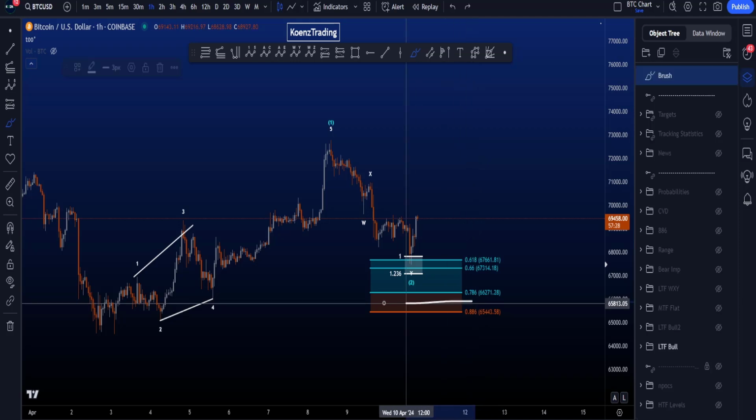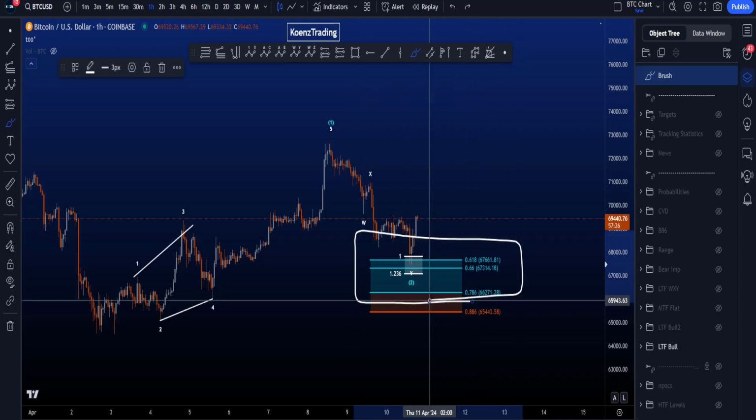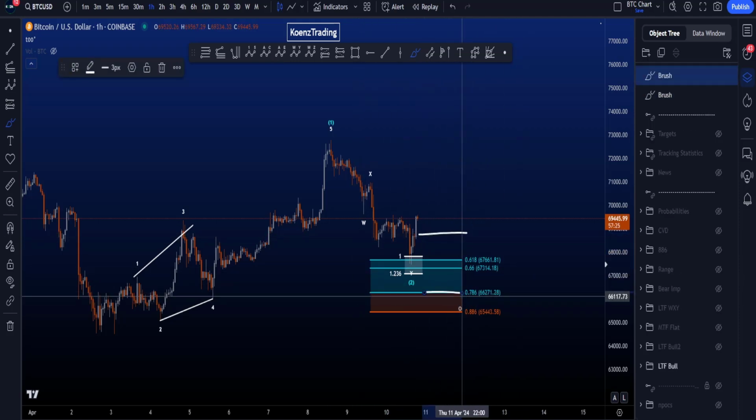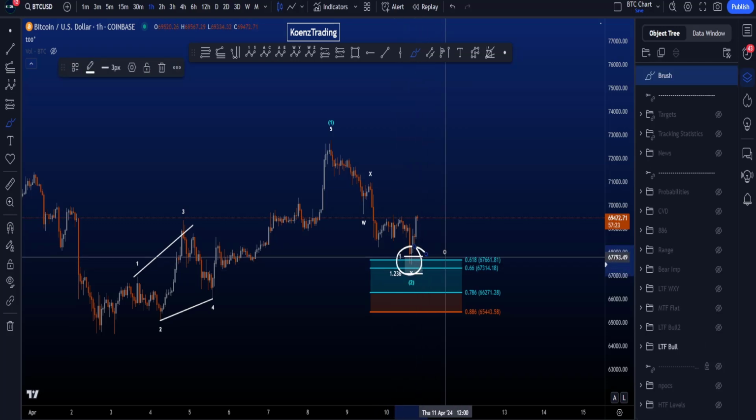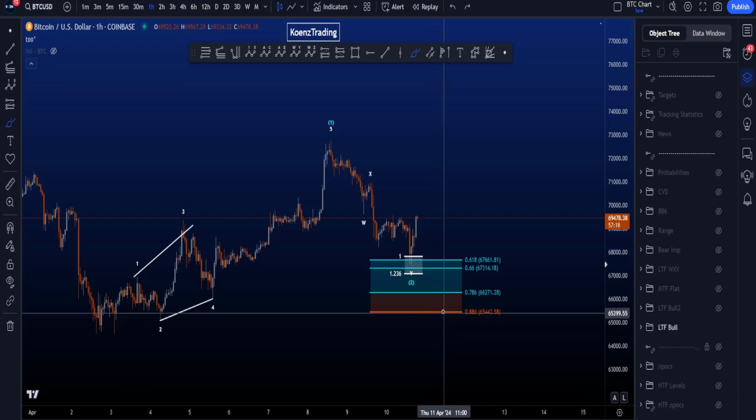The common target area for a wave 2 is the blue zone here. Officially it's the 0.5 to the 0.786, but as the golden pocket has been hit, I removed the 0.5, as you can see, acting nicely as support.